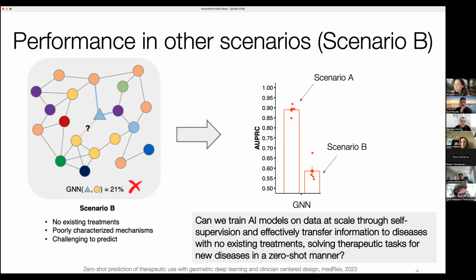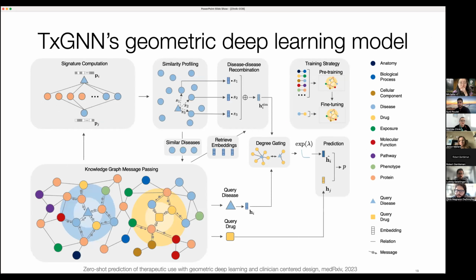So the natural question that emerges is, can we train AI models on data at scale, in particular leveraging advances in AI that include self-supervision and transfer learning, and make those AI models work well on diseases with no existing treatments, which effectively means we want models to perform well on zero-shot tasks, where those tasks are diseases with zero known treatments. And that's exactly what TXGNN has been designed for.